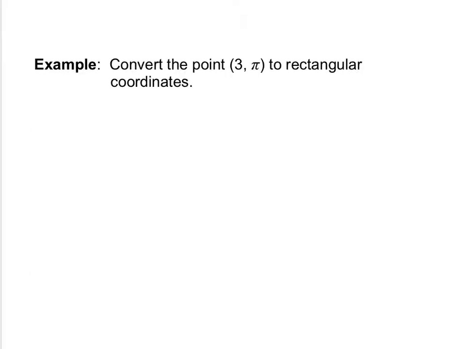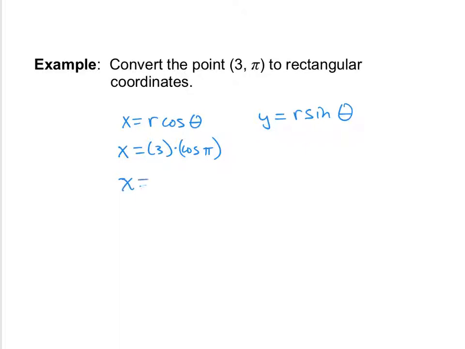Okay, let's use our equations to convert the point (3, pi) to rectangular coordinates. Well, the two equations I'm going to need to look at are x equals r cosine theta and y equals r sine theta. So x is going to be r, which is 3, times the cosine of theta, which is pi. So we know that the cosine of pi is -1, which tells me the x-coordinate is -3.